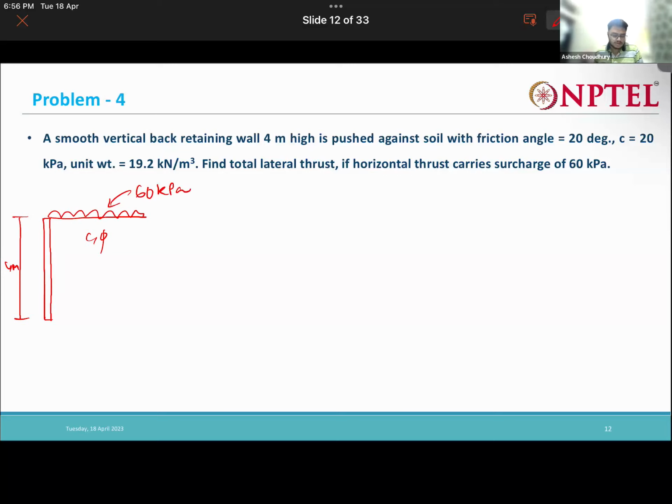So is this the case of active pressure or passive pressure? Can you tell me? It's passive. Why? Because it's pushed against the soil, right? So the passive pressure will be mobilized. So let us find the Kp. What is Kp? 1 plus sine phi by 1 minus sine phi. How much? Same, 2.04.